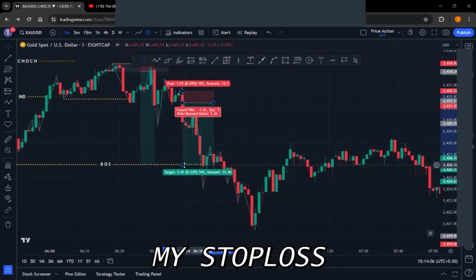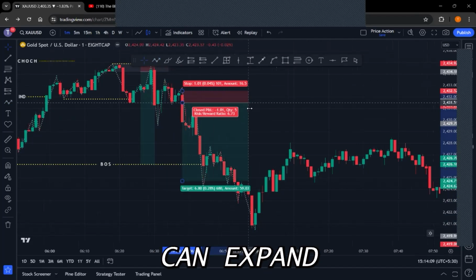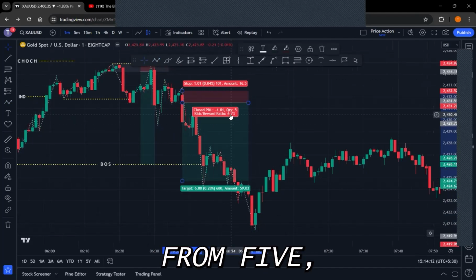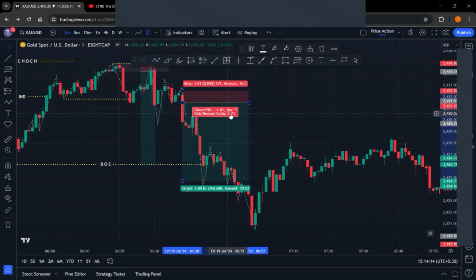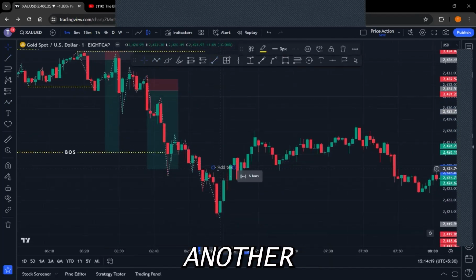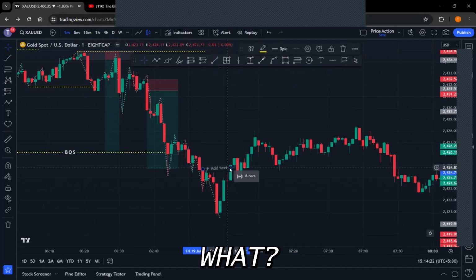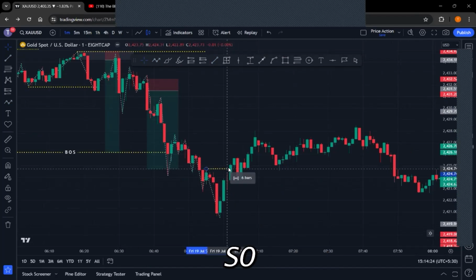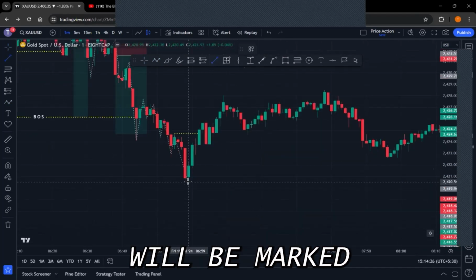So I can trail my stop loss till over here, this major high, and I can expand my profits from 5 risk reward to 6.73 in the market. So this is the first time another inducement was taken out over here. As you can see, this was another inducement that the price has taken out. That means what? This new low. So this is your inducement, and this new low will be marked as your breaker.